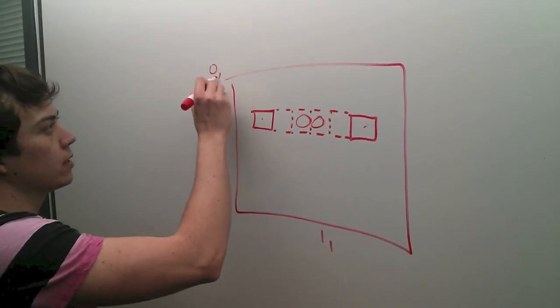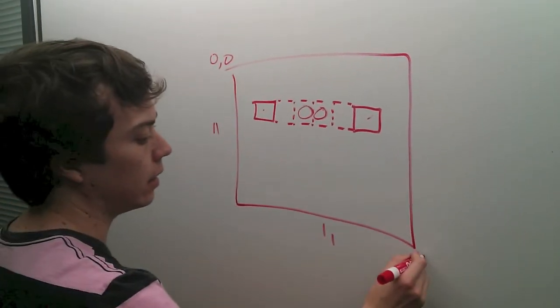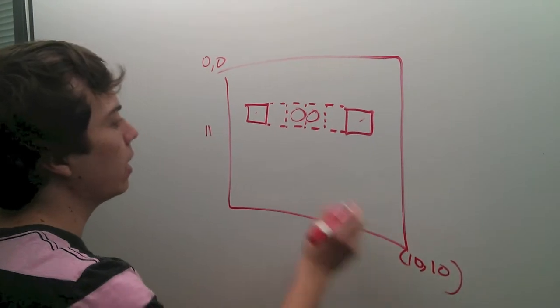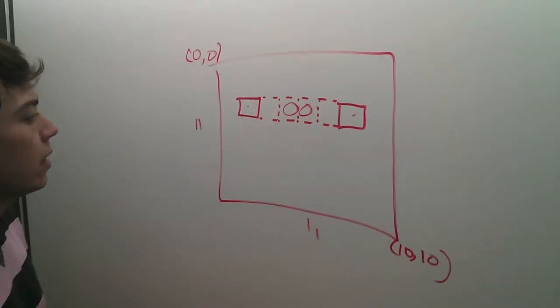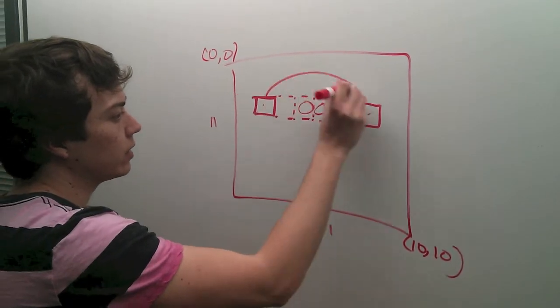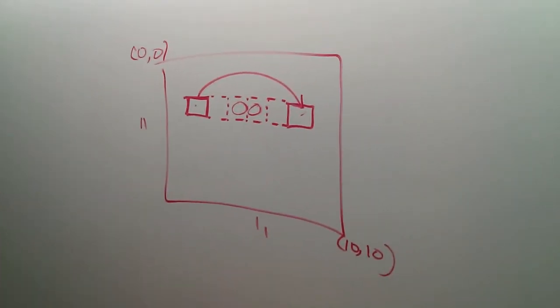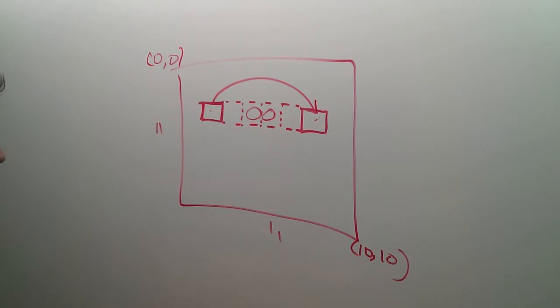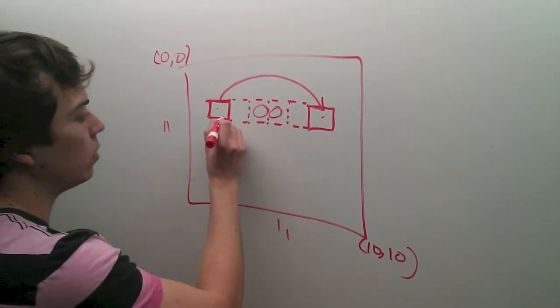So we have a coordinate system. This is 0, 0, and this is 10, 10. And what happens is, when I select a piece in this square and say I want to move it to this square, we're going to go through a series of states in our state machine that walk us along this path.